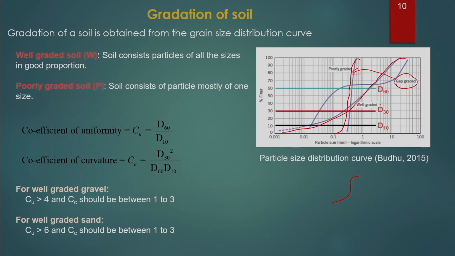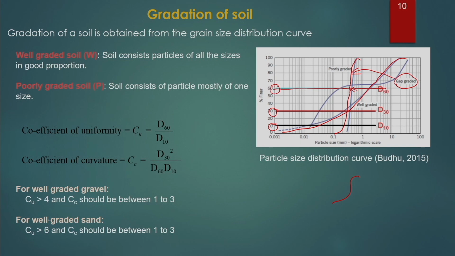From this curve, if we draw a horizontal line at 60% finer, then we will get a particle size here. So, D60 means the particle size corresponding to which 60% are finer than this size. Similarly, D30 represents the diameter of the particles corresponding to which 30% are finer. D10 will also be represented by the particle size corresponding to which 10% are finer than this. So, this D10, D60 and D30 are obtained from a particle size distribution curve.